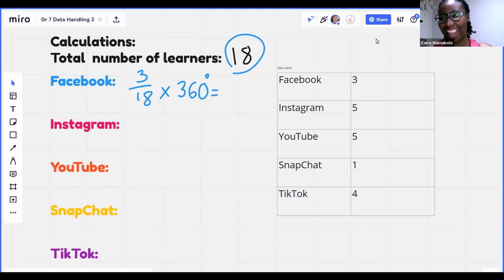I already see a hand. Yandisa, what's the answer here? Ma'am, the answer for Facebook, right? Yes, for Facebook. Ma'am, it's 60. Yes, it's 60 degrees. Okay, who can give me the answer for Instagram? And the next person who gives me this answer needs to tell me how to calculate for it. So you're going to have to be able to explain to me how we calculate for it.